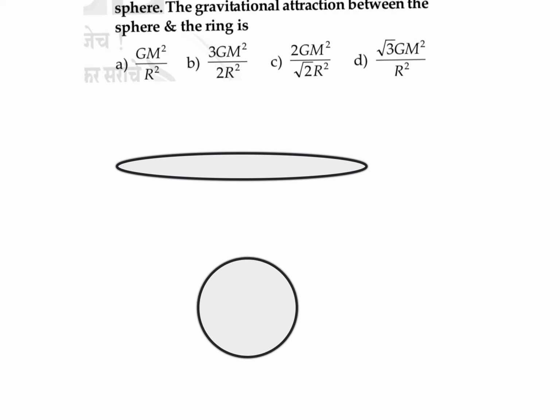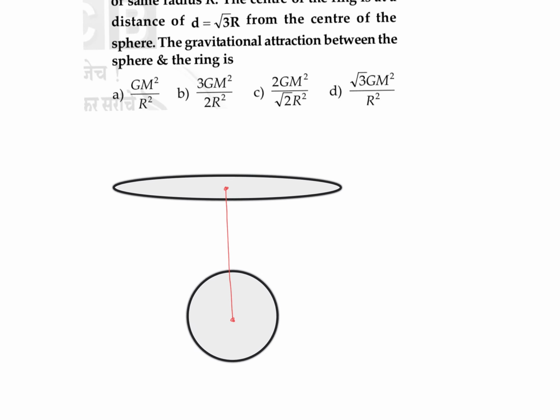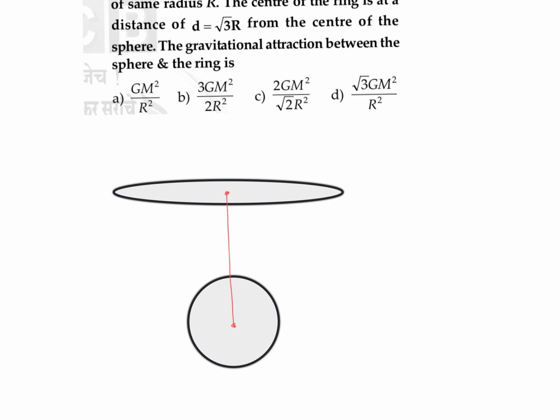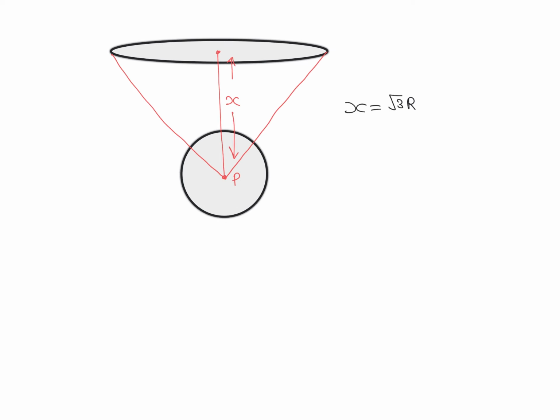And in the question it is given that the distance between the center of this ring and the center of this sphere, which is given in the question, is root 3 r. So this distance, let's say I'm taking it as x, which is given as root 3 r. Now we know the equation for a gravitational field due to a ring on its axial line. If we are considering a point on the axial line at a distance x from the center, we can just revise that part.